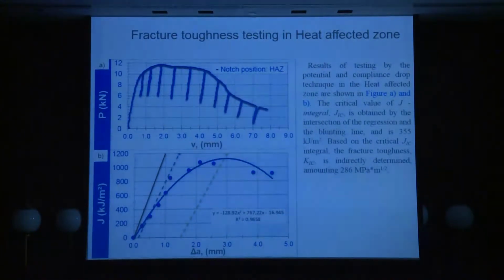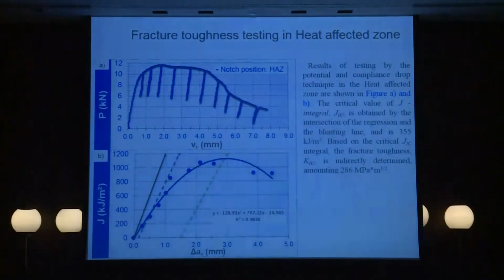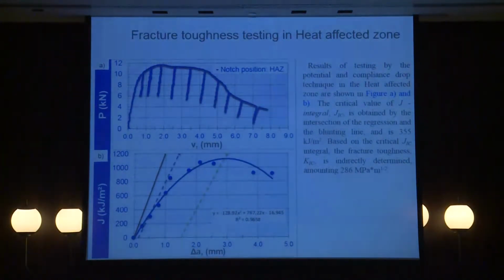The critical value of J integral is obtained, as we know, by the intersection of the regression line and the bottom line, and the value is 355 kilojoule per square meter. Based on the critical J integral, fracture toughness is indirectly determined, and the value is 286 megapascal.